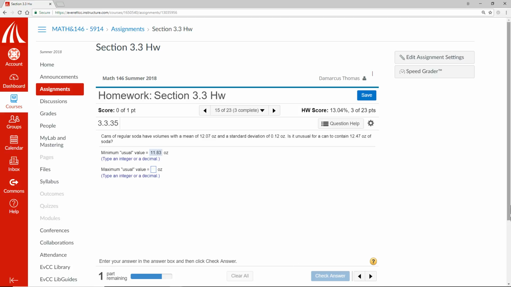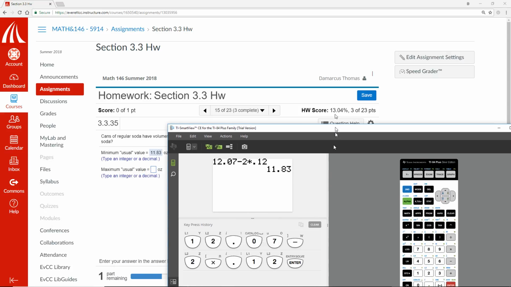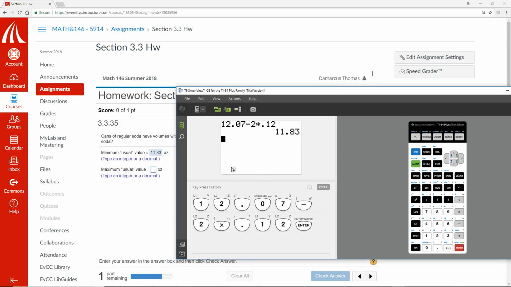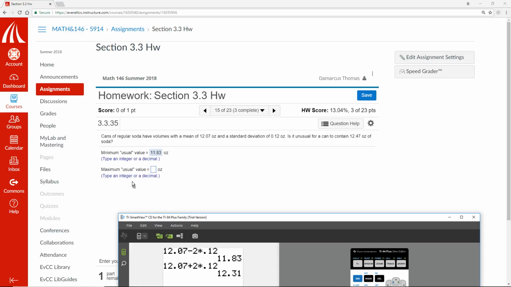And we want the maximum value this time. So what I'll do is just do second entry, and instead of subtracting, I'll just do plus and hit enter. 12.31.